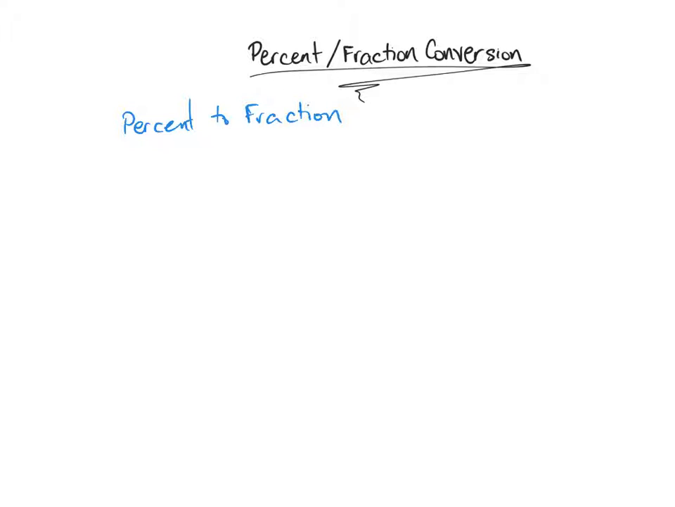So here we have, let's say, an example where we have to convert 35% to a fraction. All right, so we're going to convert 35% to a fraction. The key thing that we have to remember here is that percent means out of 100. So this actually means 35 out of 100.